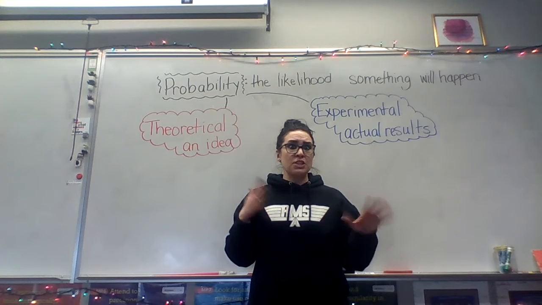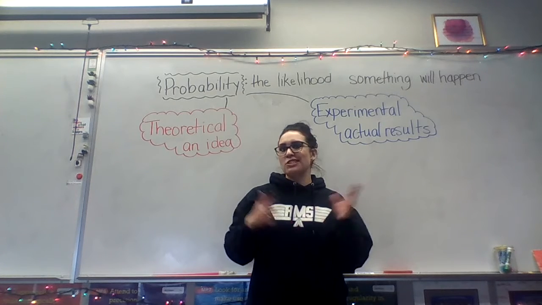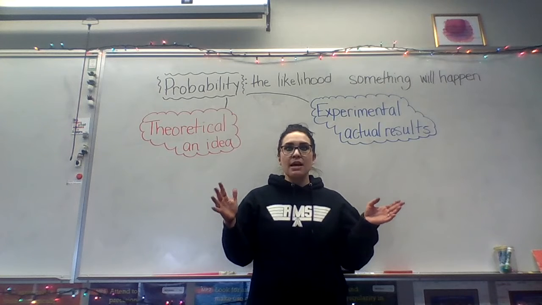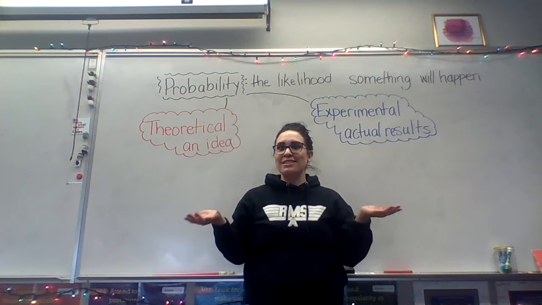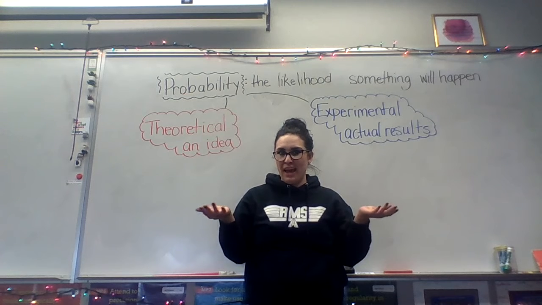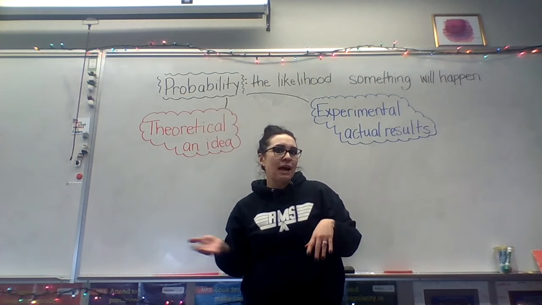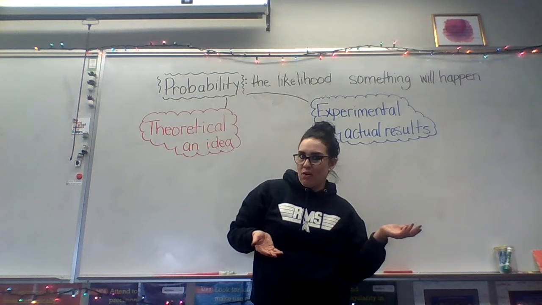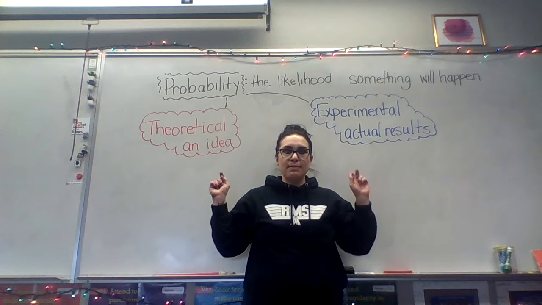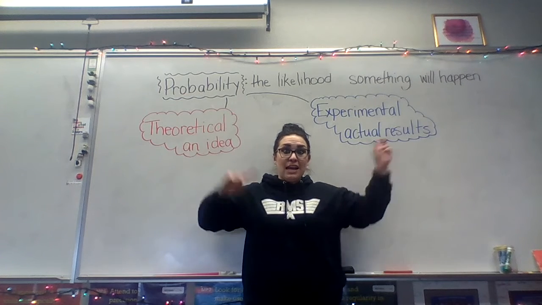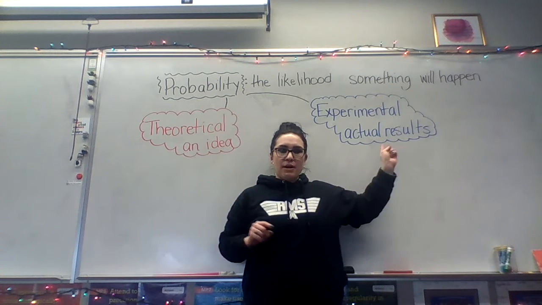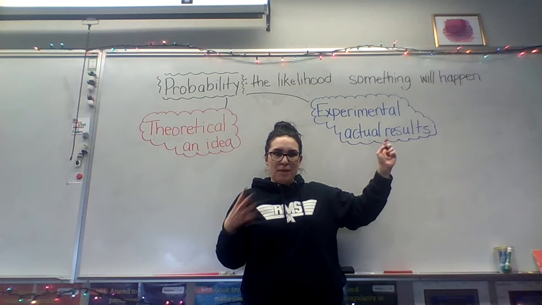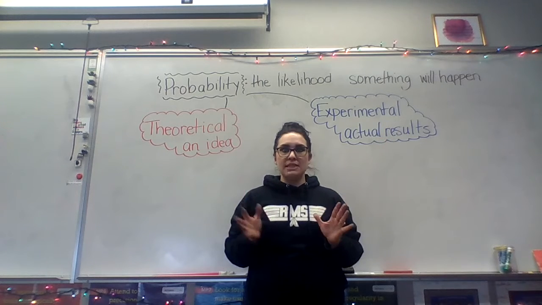Before we get into the super cool fun math, let's talk some basics. Probability is the likelihood that something will happen, or the chances that something will happen. How likely is something to happen? What's the probability? There are 2 different types, theoretical and experimental. Theoretical is just the idea. Experimental is what actually happens. I know that might not make a whole bunch of sense, but let's think about this.